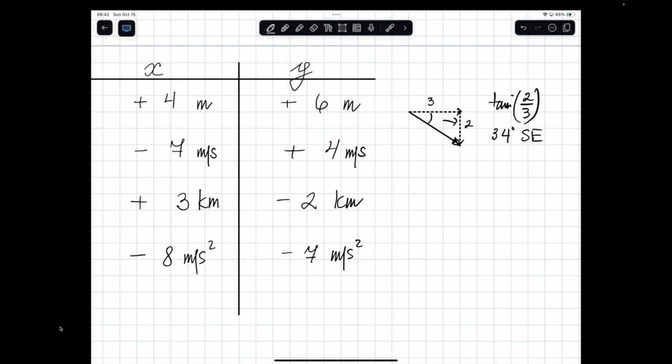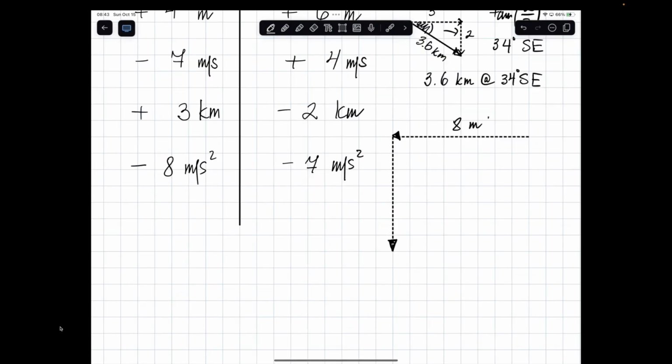And then the actual vector, the magnitude of it is going to be the root of 9 plus 4, so the root of 13, which is 3.6, and this is kilometers, because again, this is our displacement. So my answer for number 3 will be 3.6 kilometers, and it's going to be at 34 degrees southeast, which is right here. And then the last example, everything is negative.